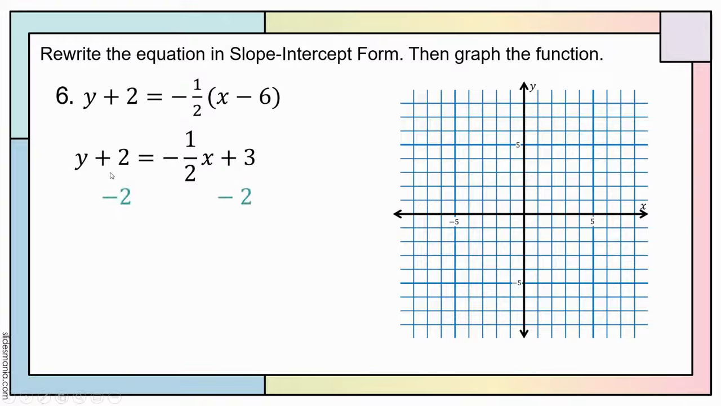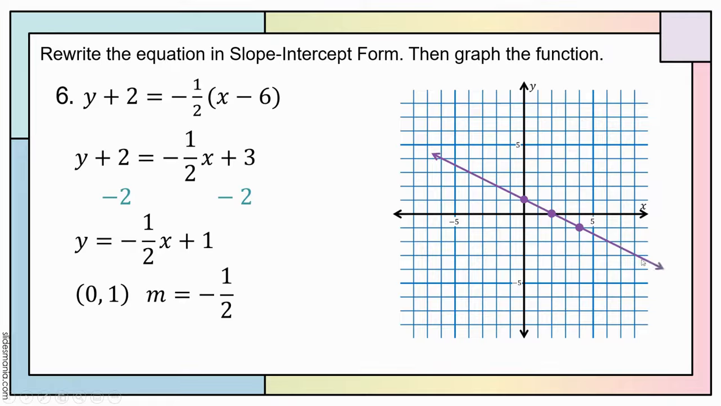Lastly, we will subtract 2 from both sides. So we get y equals negative 1/2 x plus 1. So our y-intercept is 0, 1, and our slope is negative 1/2. So we'll go to 0, 1, plot a point. From that point, I'm going to go down 1, right 2, down 1, right 2, connect my points with a straight edge, and include arrows on both ends.